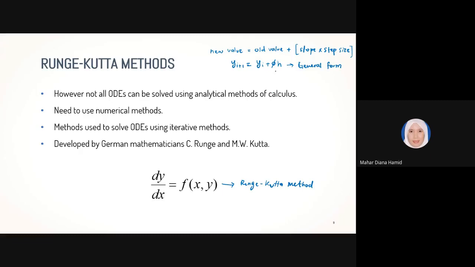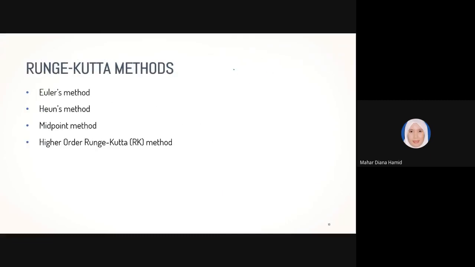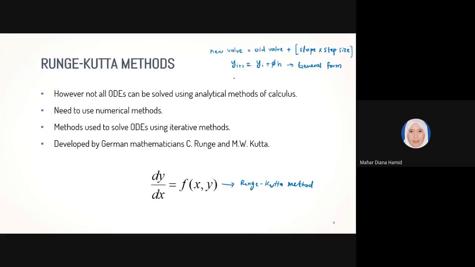The slope, phi here, is actually used to extrapolate from an old value y_i to a new value over a distance. So this is the slope.